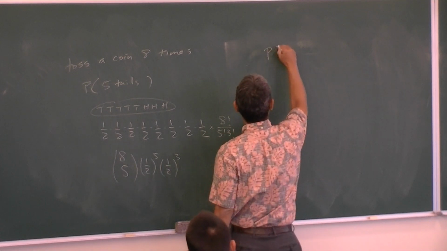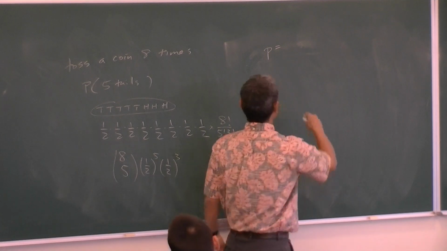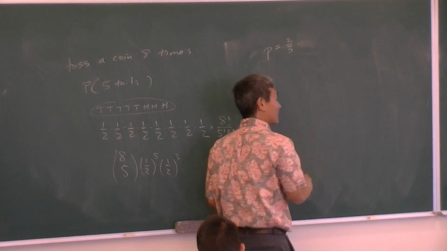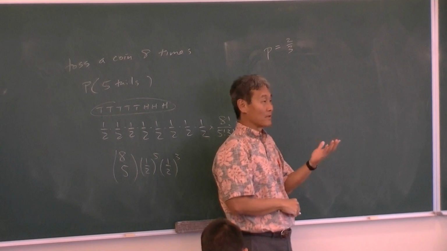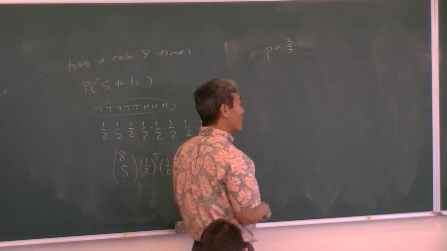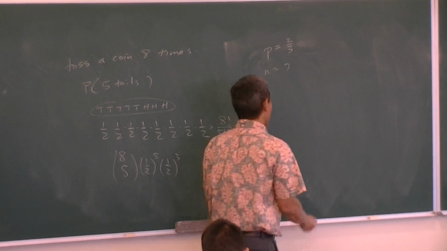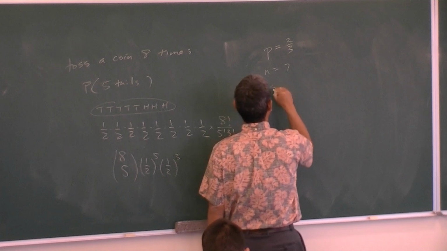So the probability of a success, okay, so we're going to define a success to be tossing a tail. So the probability of a tail is 2/3, which means of course the probability of getting a head is what? 1/3, okay? I am going to toss this coin, how many times? 7 times. What's the probability of getting 5 tails?